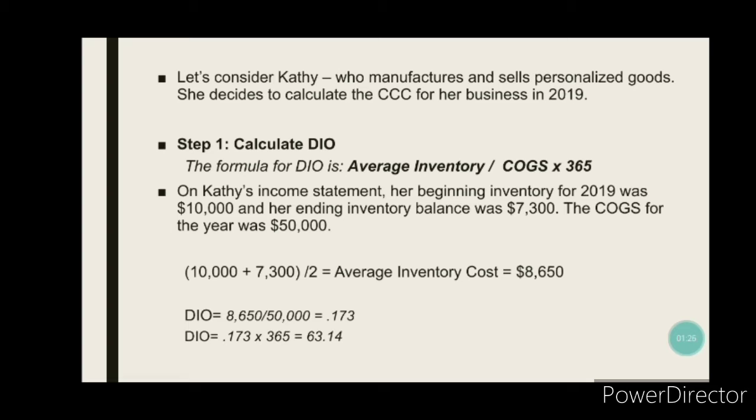On Cathy's income statement, her beginning inventory for 2019 was $10,000 and her ending inventory balance was $7,300. The COGS for the year was $50,000. So $10,000 plus 7,300 divided by 2 is equals yung 8,650, or ito yung tinatawag na average inventory cost.